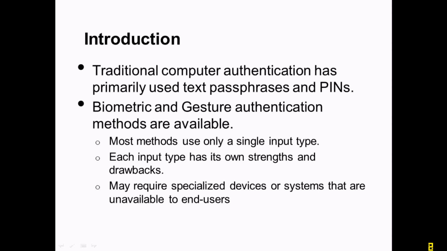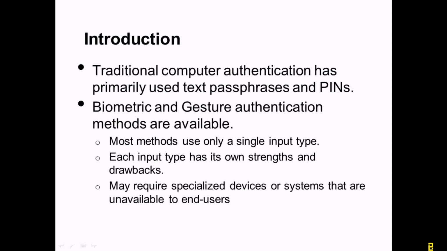Now, most of these methods only use a single input type, and each input type has its own strengths and weaknesses. For example, if you use a fingerprint reader on your laptop, it's very easy to use because you always have your fingerprints and don't have to memorize anything, but it may or may not be difficult for somebody to gain access to your laptop. If they're able to steal your laptop, they can easily lift your fingerprints from your keyboard and possibly use that to break in. So it has its own strengths and drawbacks.